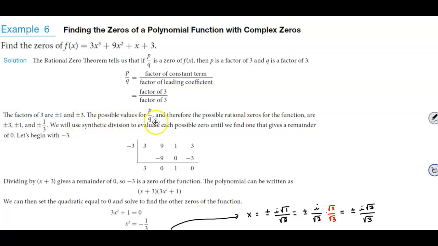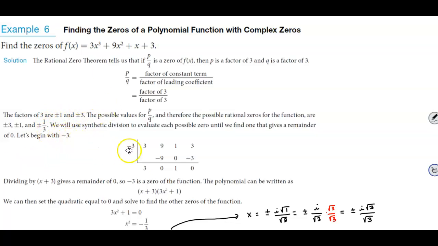Now the possible values for p over q, and therefore the possible rational zeros for the function, are plus or minus 3, plus or minus 1, and plus or minus 1 over 3. And we will use synthetic division to evaluate each possible zero until we find one that gives a remainder of 0. Now in this example, they begin with negative 3 because it gives us a remainder of 0. But what that means is you're probably going to have to go through each particular factor to find out what that remainder of 0 is. So my recommendation is first do all the whole numbers before you get to the fractions to see if those numbers are rational zeros.